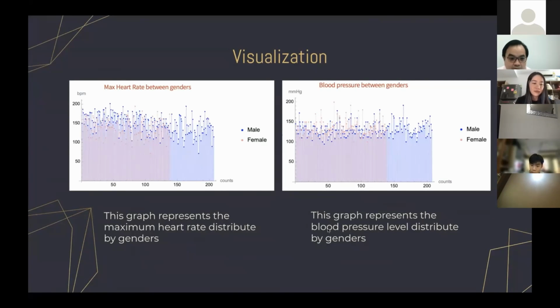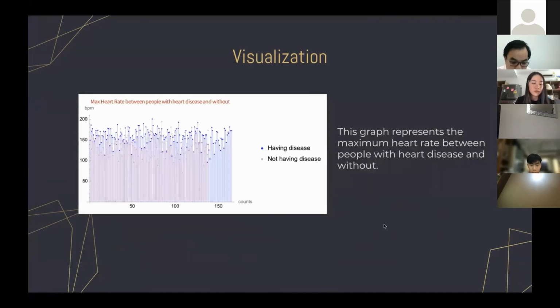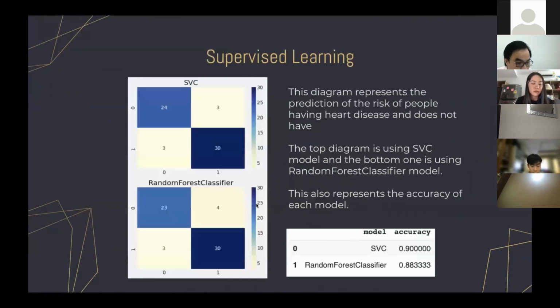And this graph represents the blood pressure level distributed by gender. And for this one, it represents the maximum heart rate between people who have heart disease and who do not. So now it comes to my supervised learning. This diagram represents the prediction of the risk of people having heart disease and not having it. And I use cross validation, which splits my data into 5 parts to test and train. And the result is shown in a confusion matrix.